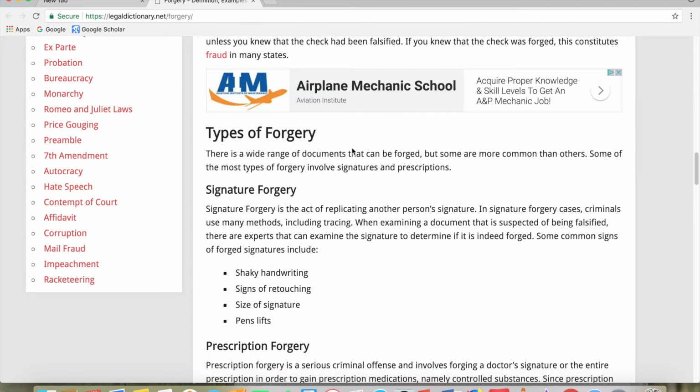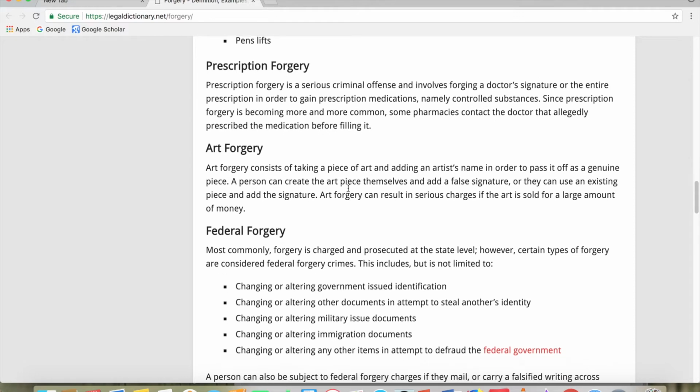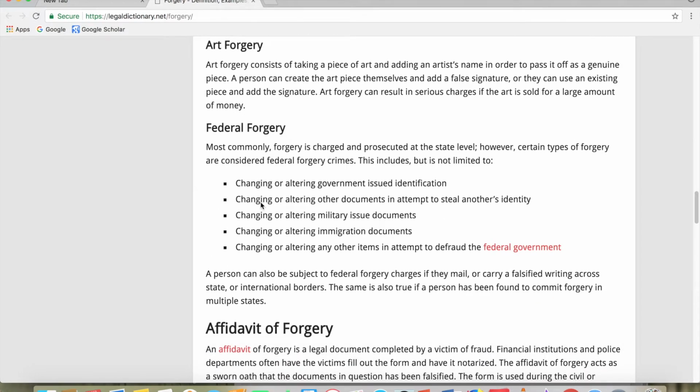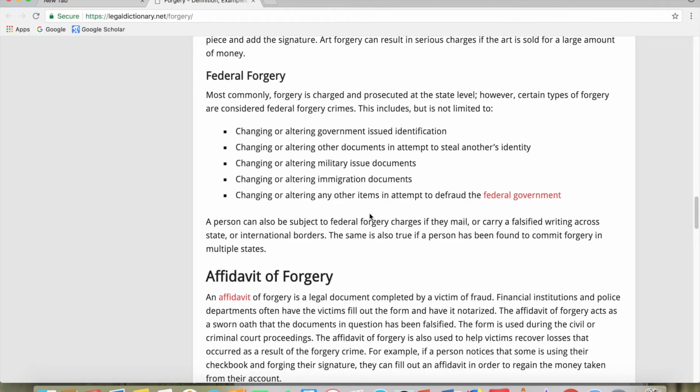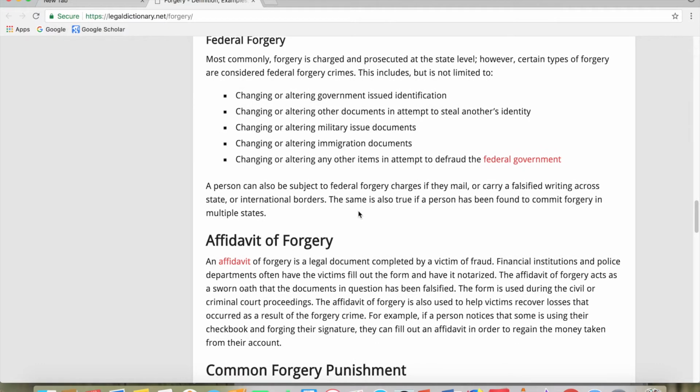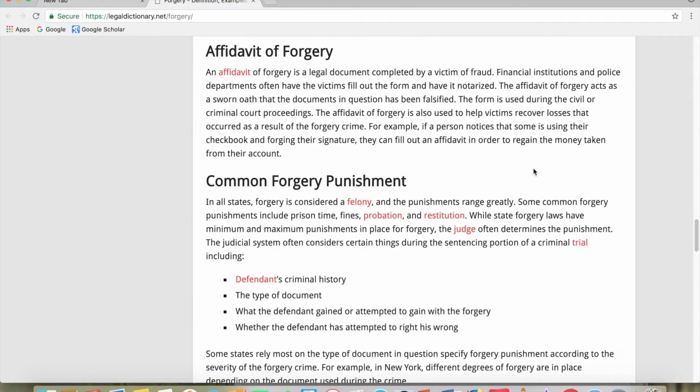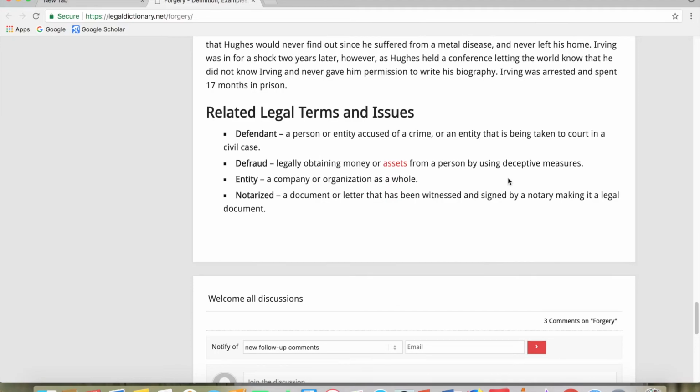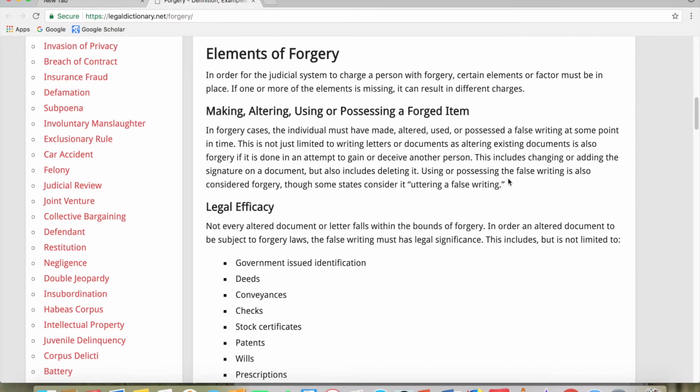And then the types of forgery: the signature forgery, the prescription forgery, the art forgery, the federal forgery. The most common forgery that is charged and prosecuted at the state level, however, certain types of forgery are considered federal forgery crimes. This includes, but isn't limited to, changing or altering government-issued IDs, changing or altering other documents in an attempt to steal another's identity, changing or altering military documents, immigration documents, anything to defraud the federal government. So you can look through here, but for the purposes of exams, you're going to want to know that they're going to have some of these subtle issues.